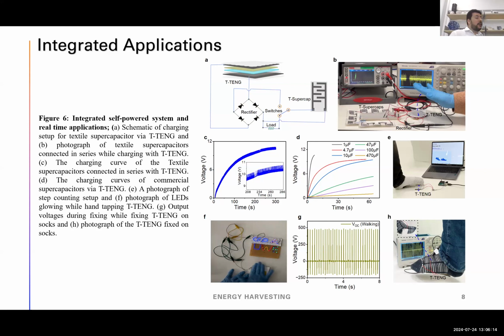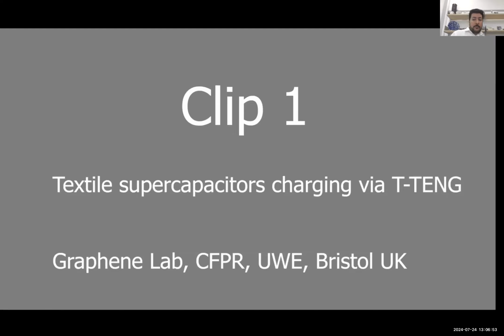And figure C shows that in less than 300 seconds, it gets charged up to 10 volt while connecting 9 supercapacitors in series. Why are we connecting in series? To get a high voltage rating. Then figure D shows some commercial capacitors, where as we increase the capacitance, it takes more time to charge. And figure E, I will show you some real-time videos corresponding to each of the figures. So let's move to clip one.